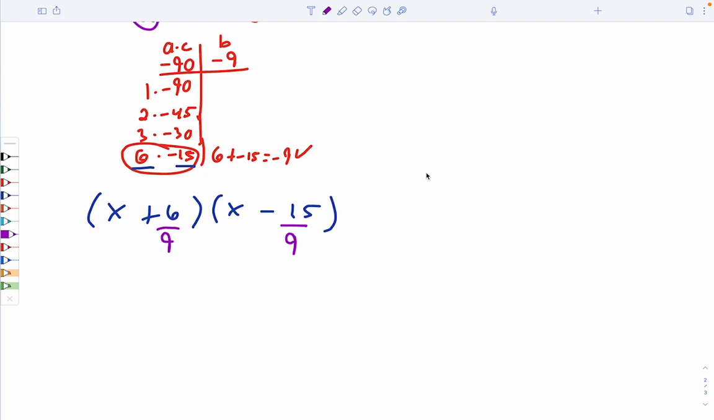Now, 6 divided by 9, okay, it does reduce, right? And I showed you how to have Desmos help you with this. You can just do 6 divided by 9 in Desmos. It'll reduce it for you. So if I do 6 divided by 9, that actually reduces to x plus 2/3. 15 divided by 9, if you type it in, also reduces. You can reduce by 3 to make 5/3. So I just reduced or simplified those fractions.